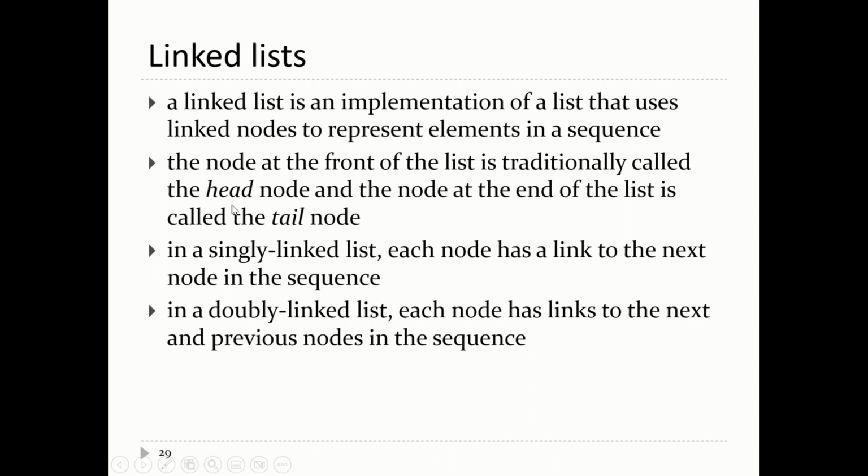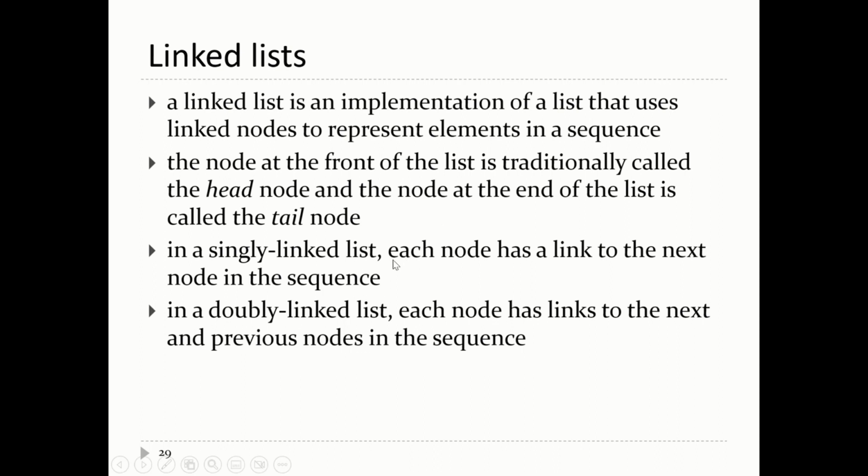In a linked list, you've got the head node at the front, so that's called the head node. And you've got a node at the end of the list, so that's the tail node. You don't always keep track of the tail node. In the simplest linked list implementation, all you have is the first node of the list. So you only have the head node.